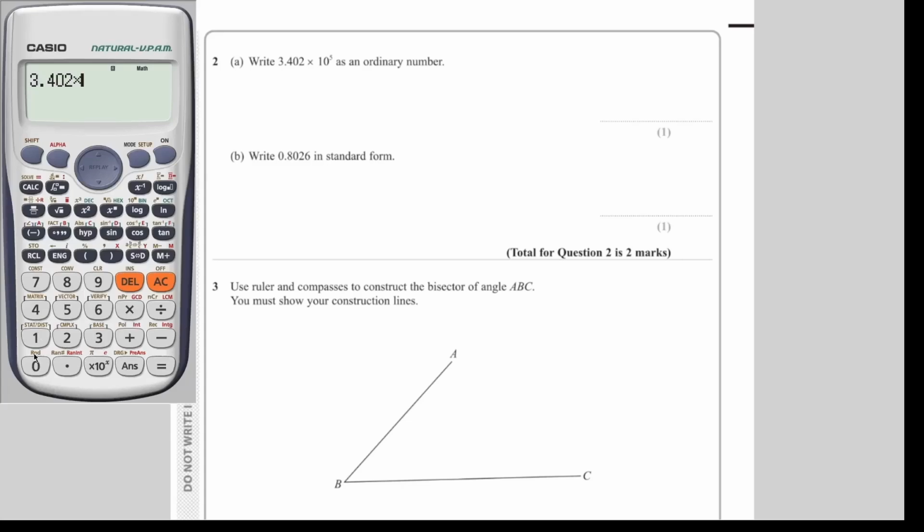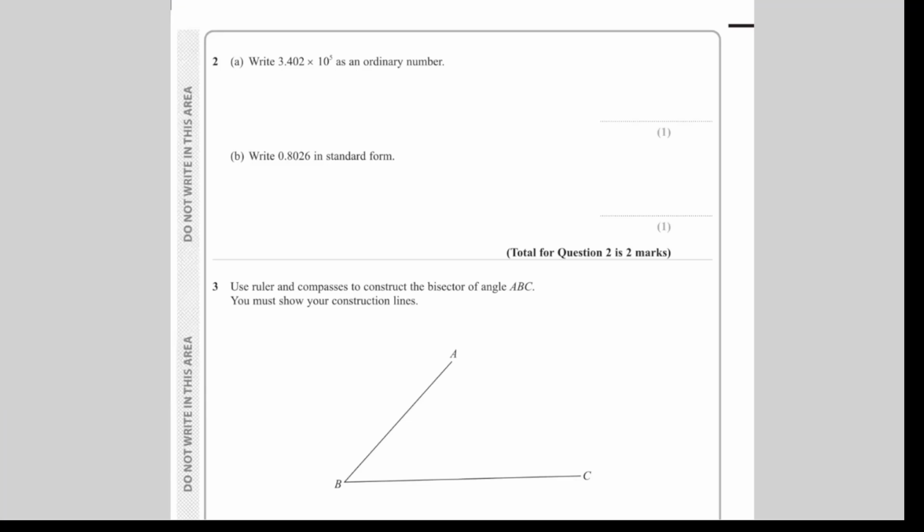3.402 × 10^5 equals 340,200. So let's straight away write the answer. 340,200. This is the answer.